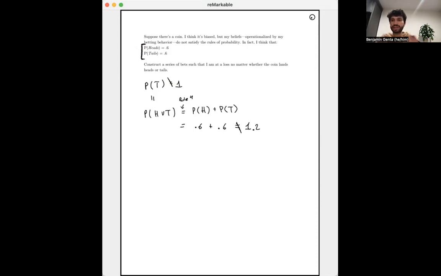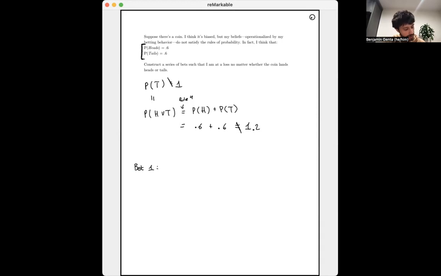And so you might say, well, that's fine, right? It might look weird in the math, but why should I care if I violate the rules of probability? What we're going to show is that if you operationalize your beliefs with betting behavior, then you should care, because we're going to construct two bets, and you'll be willing to accept both bets, but you're going to lose no matter what happens. Okay, so let's construct these bets.